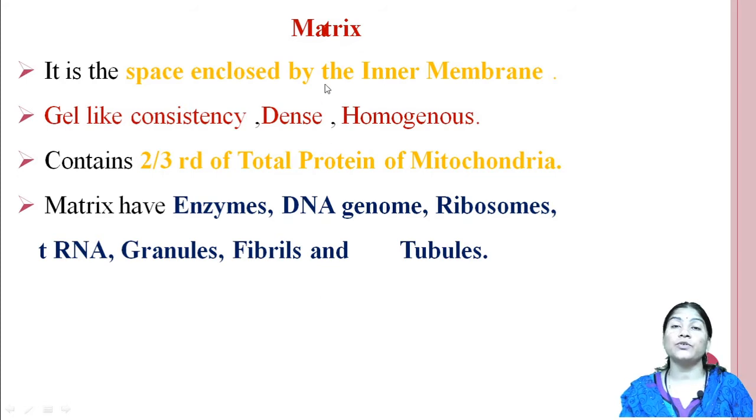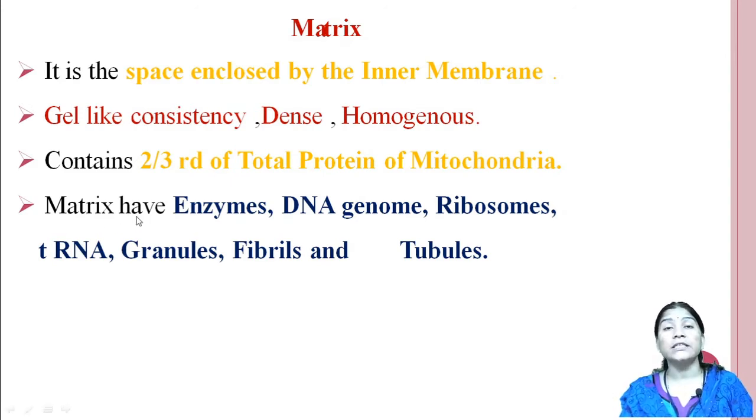The next component of mitochondria is the matrix. Matrix is the space enclosed by the inner membrane. It is of gel-like consistency, dense, and the matrix is always homogeneous in nature. It contains 2/3 of the total protein of the mitochondria. Means a much higher concentration of protons is present in the matrix of the mitochondria.